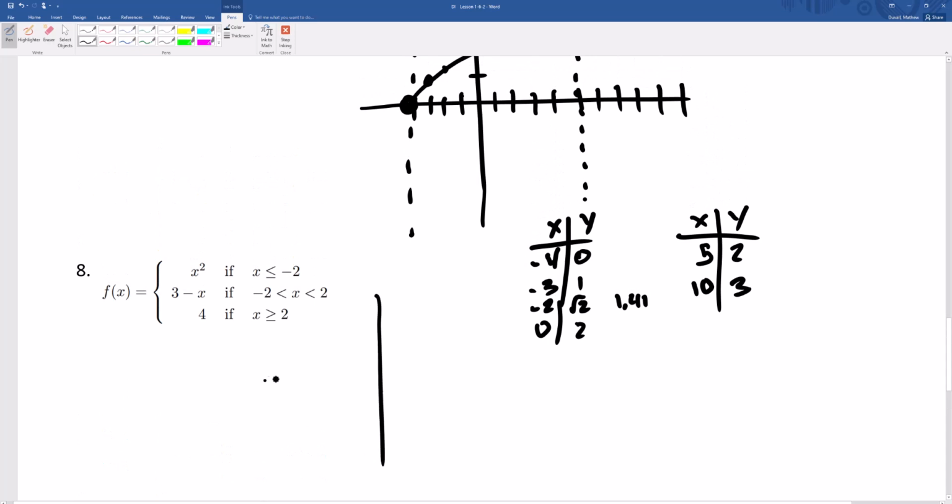This next one, just remember how it's being divided up. Negative 2, positive 2. So this graph is the x squared, 3 minus x, and 4.